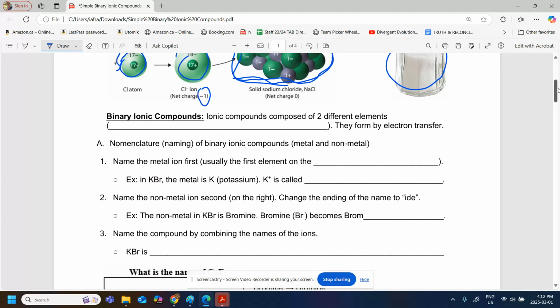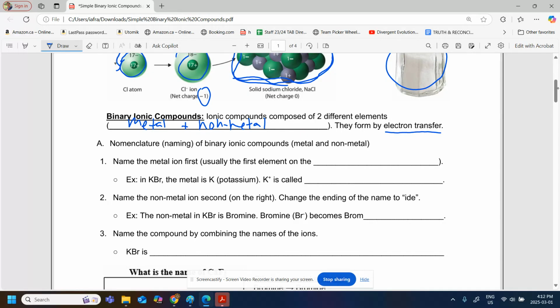And like I said before, we're focusing on binary ionic compounds, which are ionic compounds that have two different elements in them, specifically a metal and a non-metal. I'll write the metal first because the metal comes first in the formula usually. A metal and a non-metal, like that. And again, they form by electron transfer.